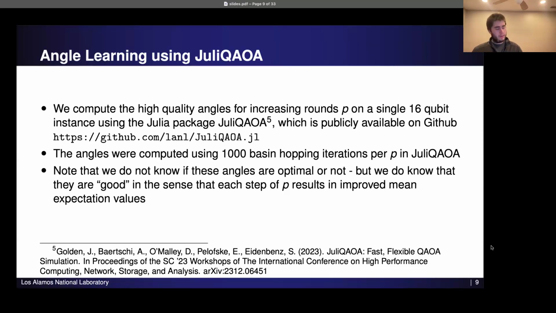I should note that with this particular tool, we don't have any guarantee of optimality. This tool allows you to address arbitrary problems with a variety of different mixers potentially, but we don't know if those angles are optimal. What we do know is that the angles are very good, in the sense that as we increase P at each step, our mean expectation value improves. So these are heuristically good, maybe suboptimal angles.